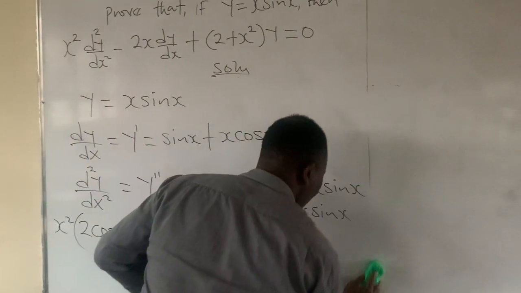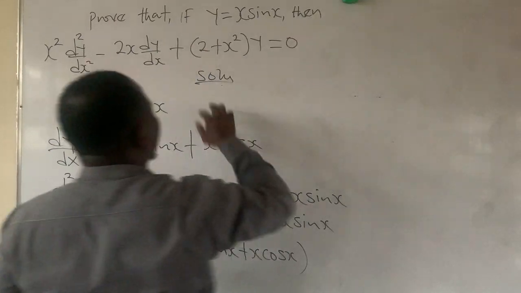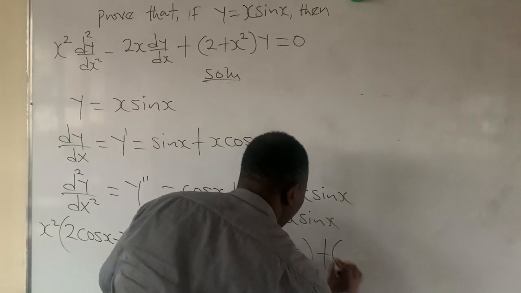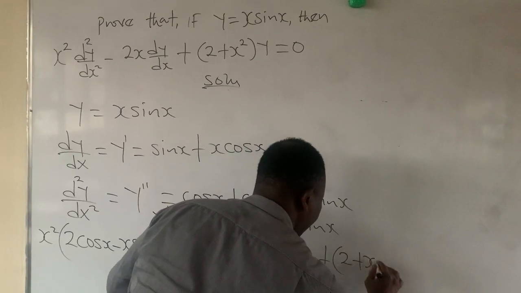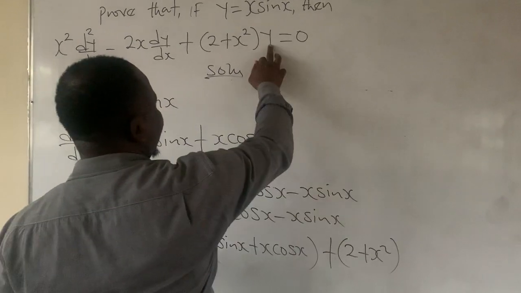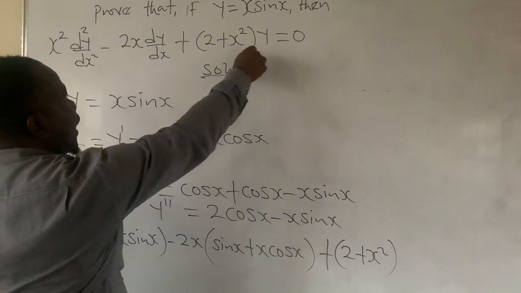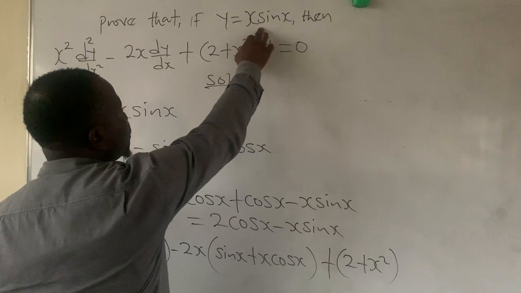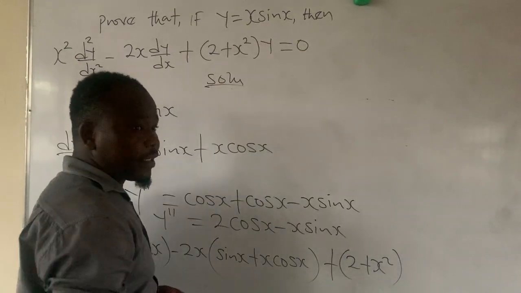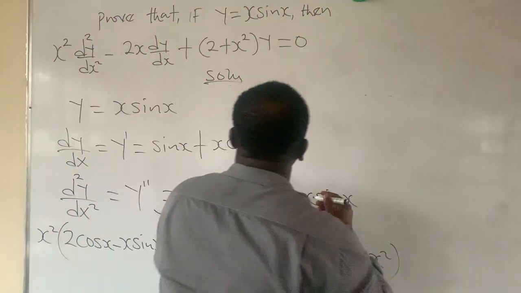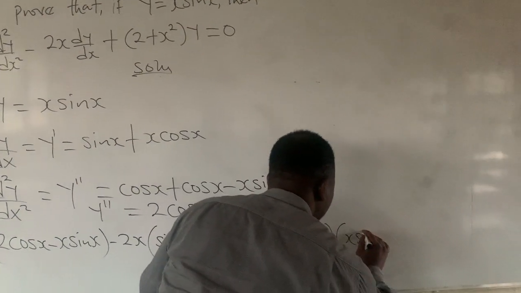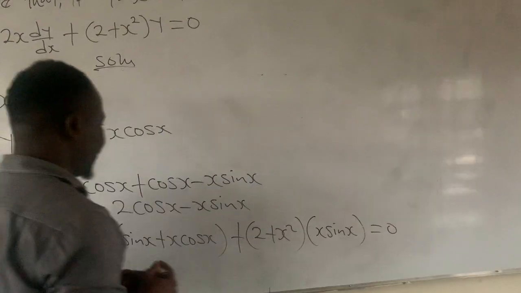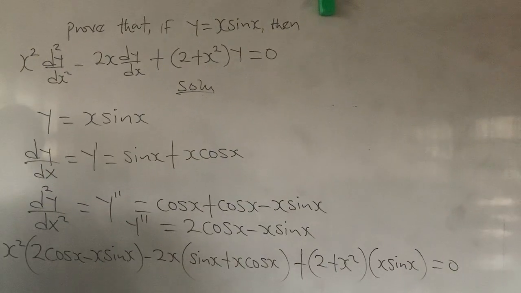Then we have here 2 plus x squared. This is plus, all in brackets, 2 plus x squared. And what do we have here? y. Note that our y has been given as x sine x. So instead of y here, we will substitute in this guy, x sine x. Do you agree with me? So we'll put it in brackets, x sine x, equals to 0.